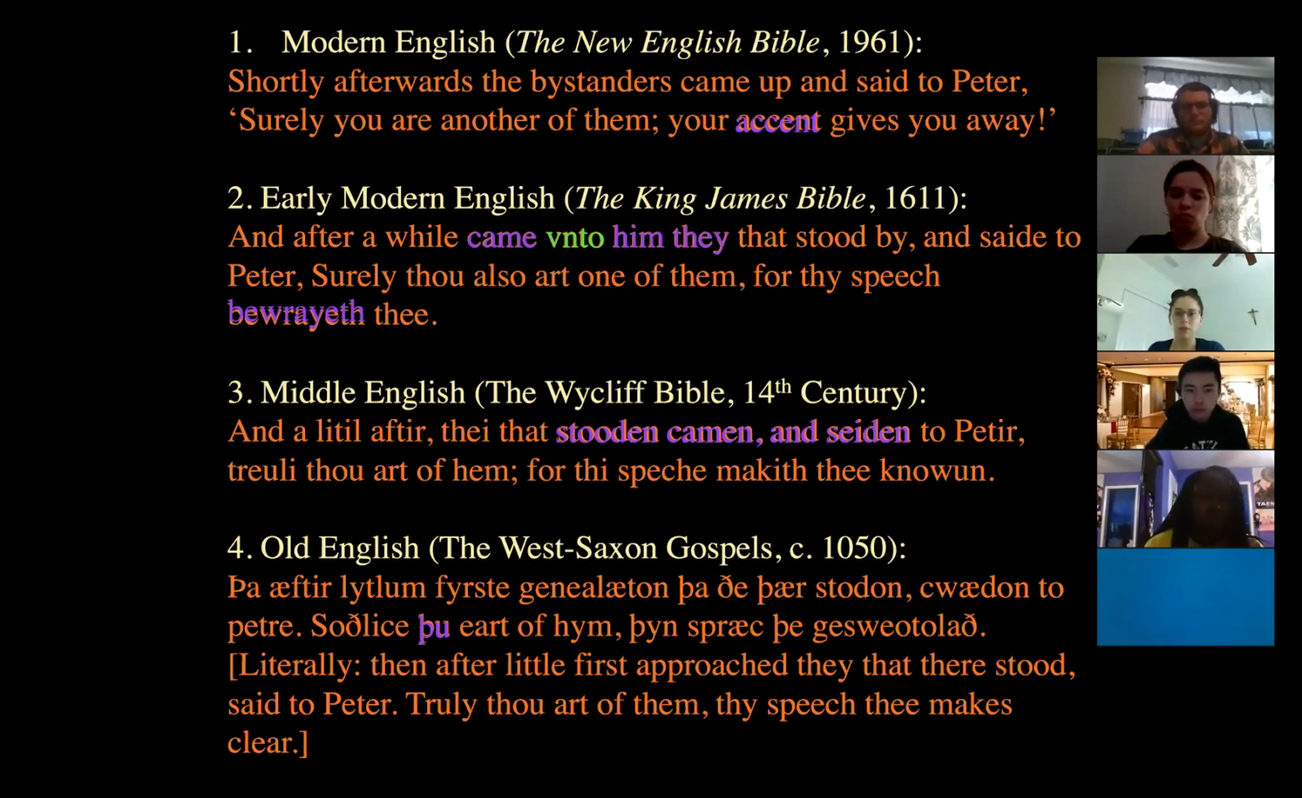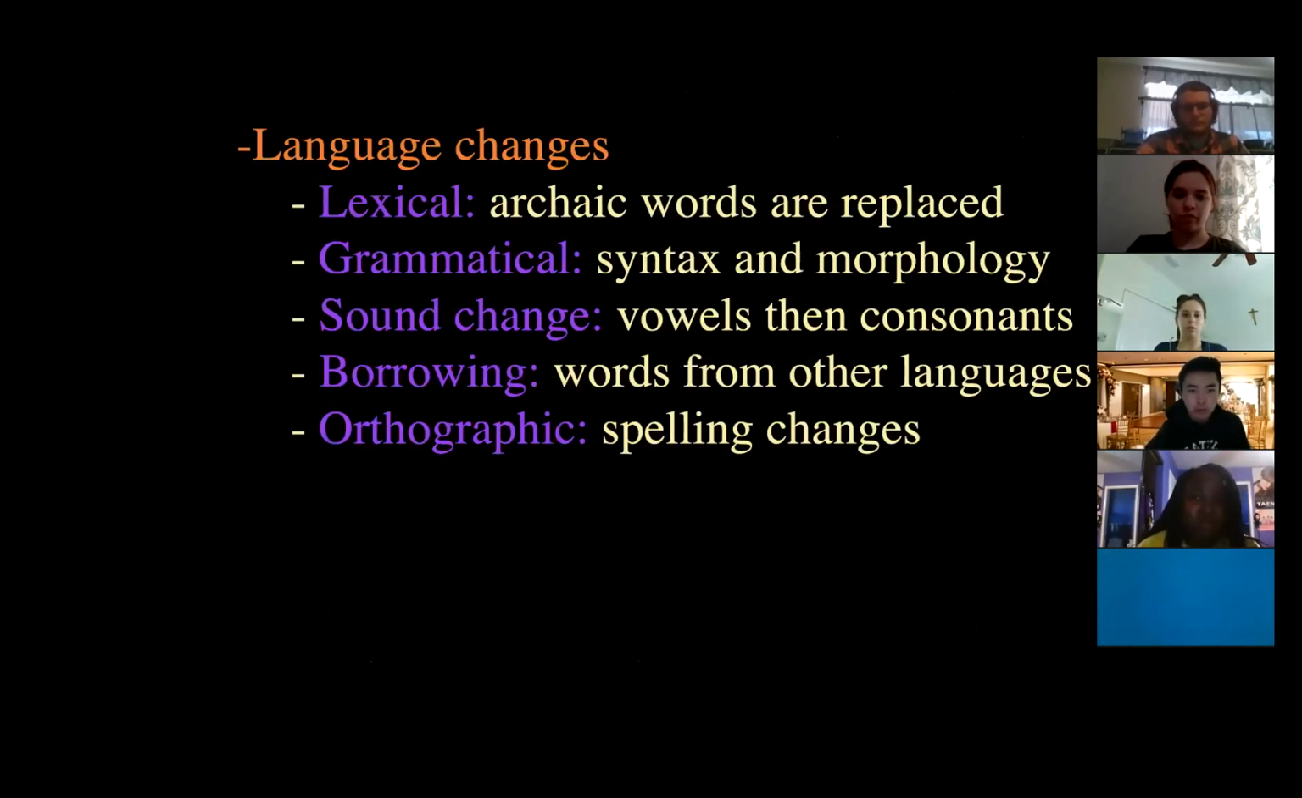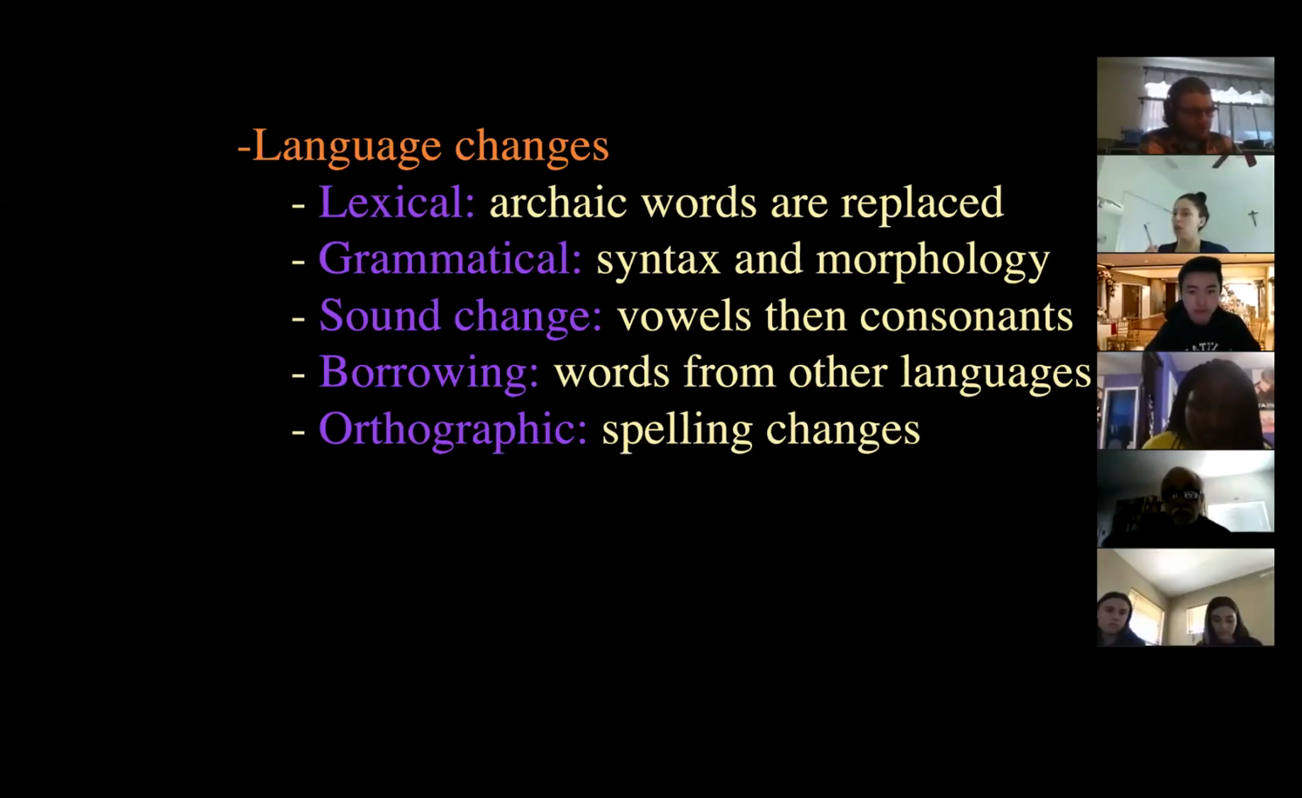So let's review. If we go through all of these, we have lexical change where old or archaic words are totally replaced. We have grammatical changes, changes in syntax and morphology, like studen and seden and kamen. And actually you could say just the use of the archaic words thee and thou would be grammatical changes as well as archaic words.